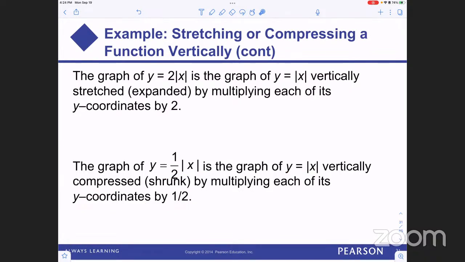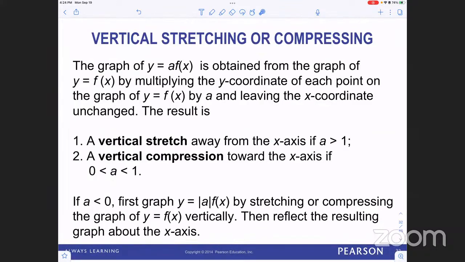Okay. And this one. So for vertical stretching or compressing, the graph of y equals a times f of x is obtained from the graph of our basic function by multiplying the y coordinate of each point by a and leaving the x coordinate unchanged. The result is a vertical stretch away from the x-axis if we multiply the outside by a number larger than 1. We get a vertical compression towards the x-axis if we multiply the outside by a number between 0 and 1. So we still get our vertical changes, and it follows our intuition.